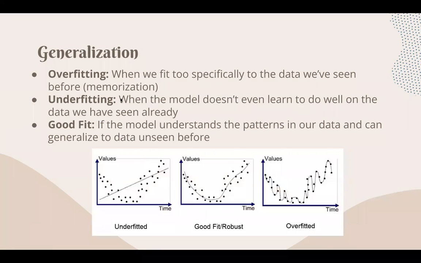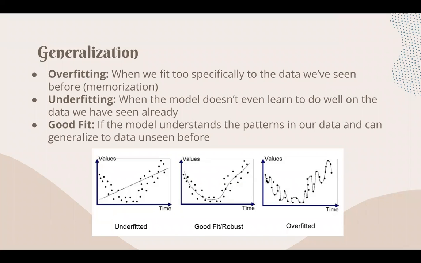So there are three types of generalization in machine learning. One is overfitting, and this is when you fit too specifically to the data that you've seen before. So you're looking specifically at what you've seen rather than generalizing. Next is underfitting, where the model doesn't even learn to do well on the data that you've already seen, the training data. And a good fit is when the model understands the pattern from the training data and can generalize that to unseen data.